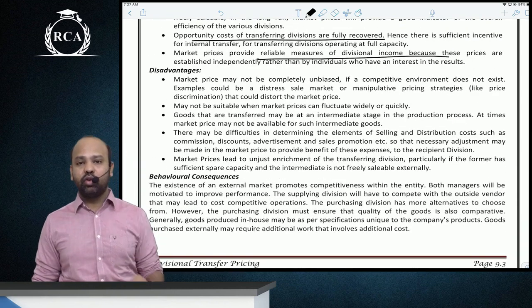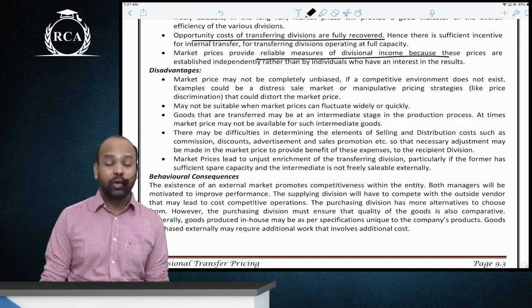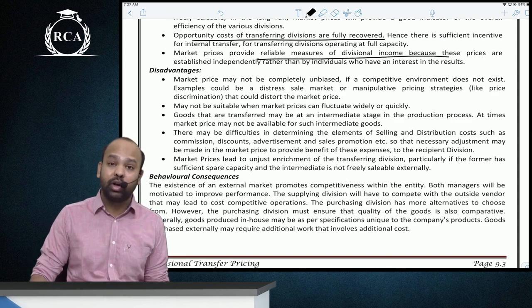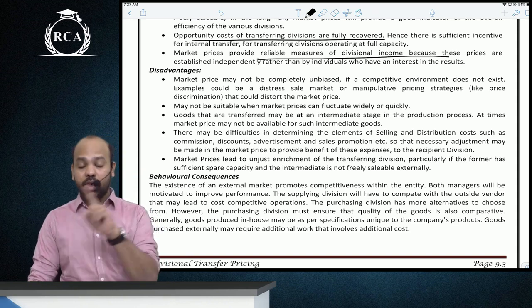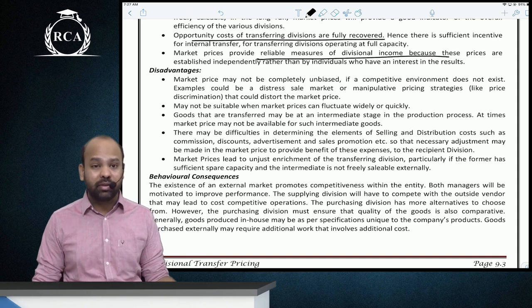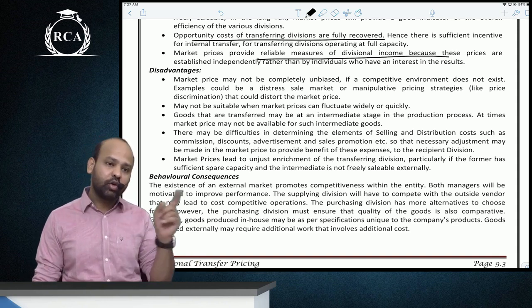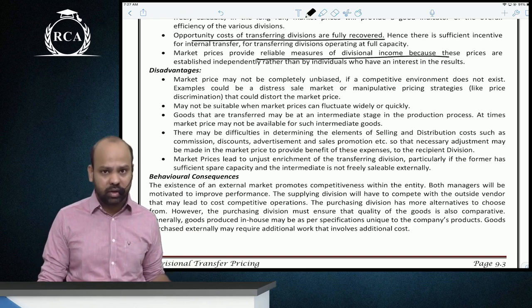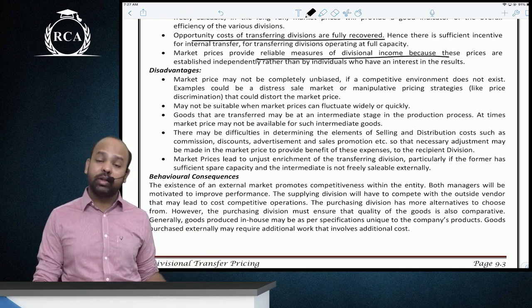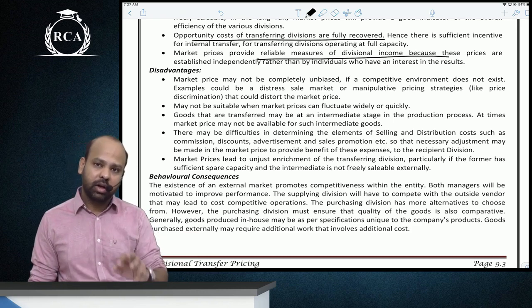Disadvantages, as I told you: what if the transferring division has too much surplus capacity that it anyways wouldn't have sold in the external market? If you're still transferring goods at market prices, you're giving the transferring division way too much advantage. What if there is no market that exists for the intermediate product?